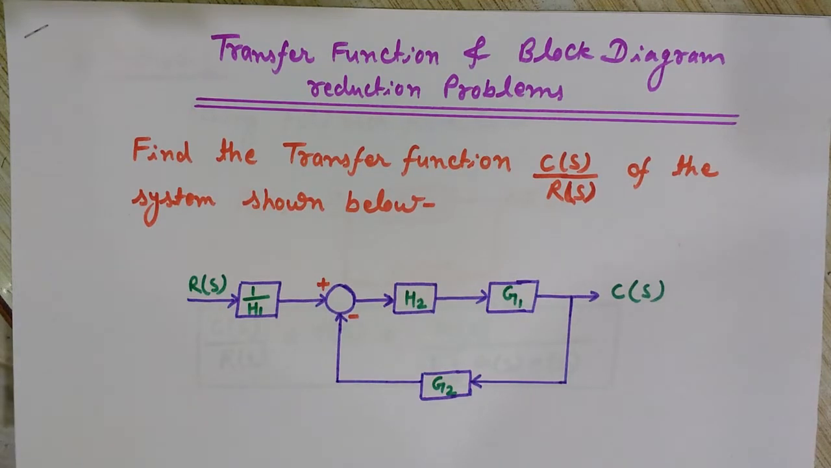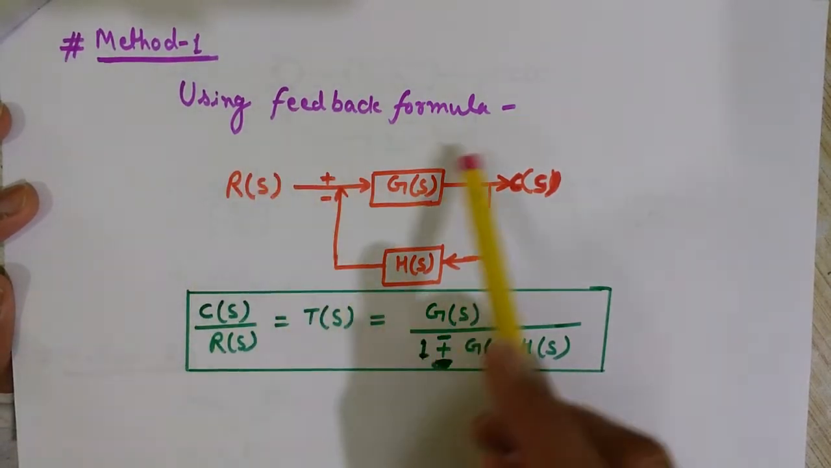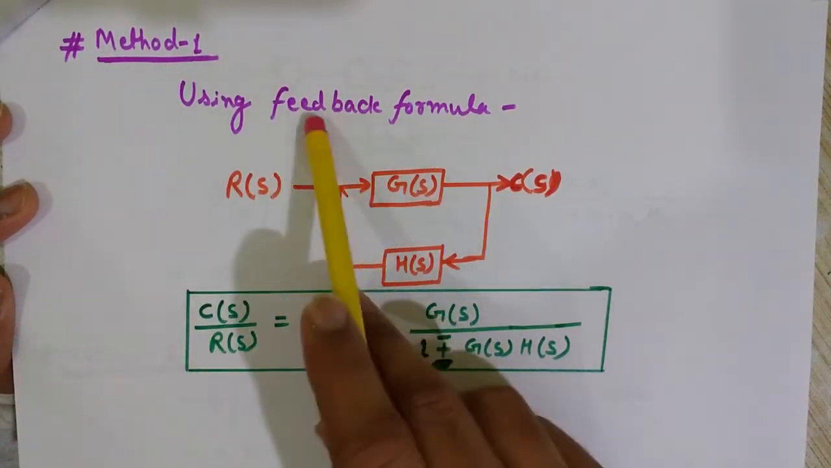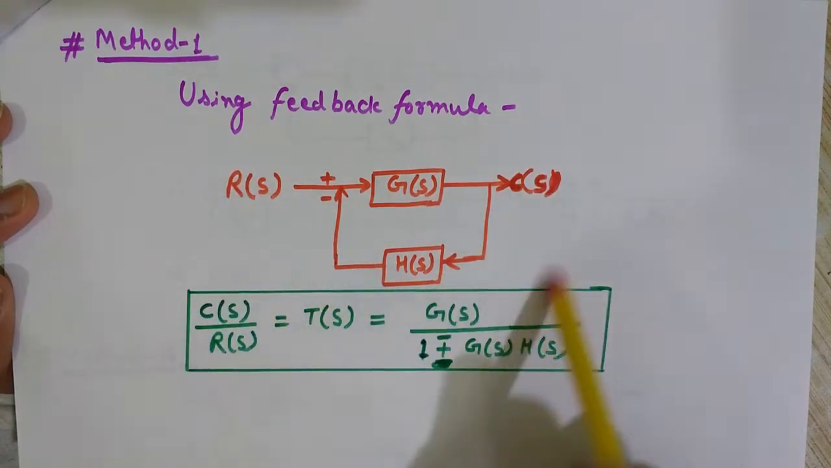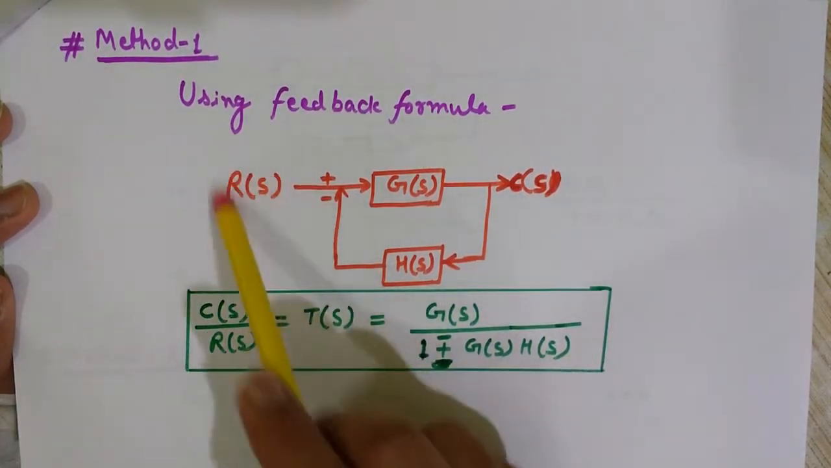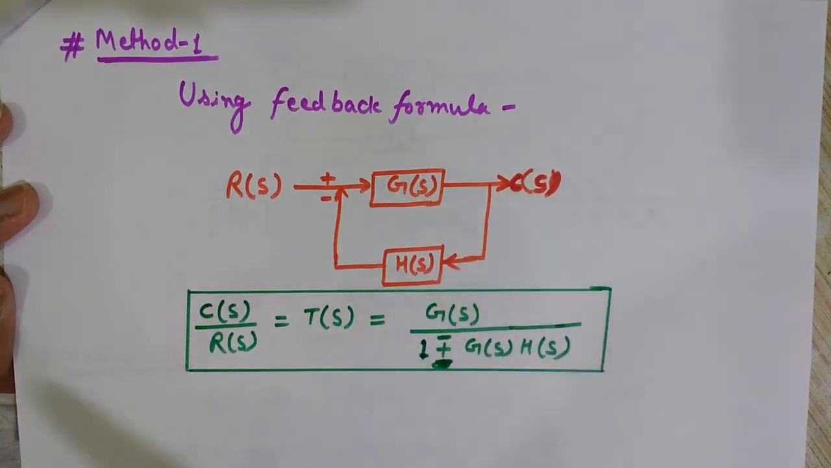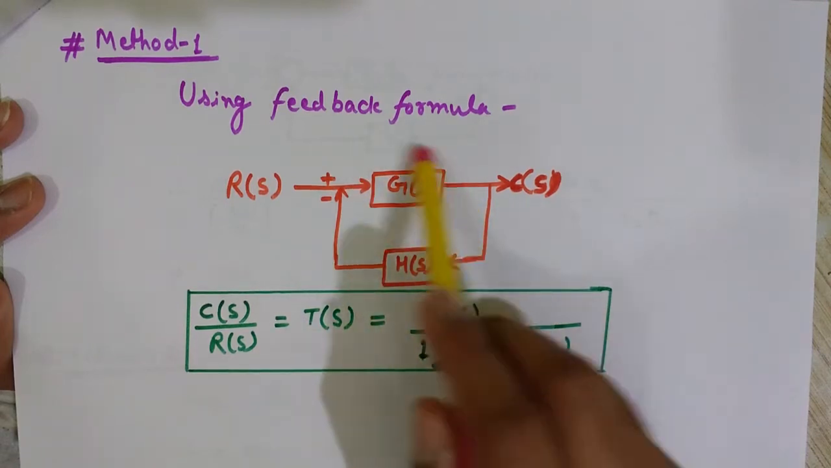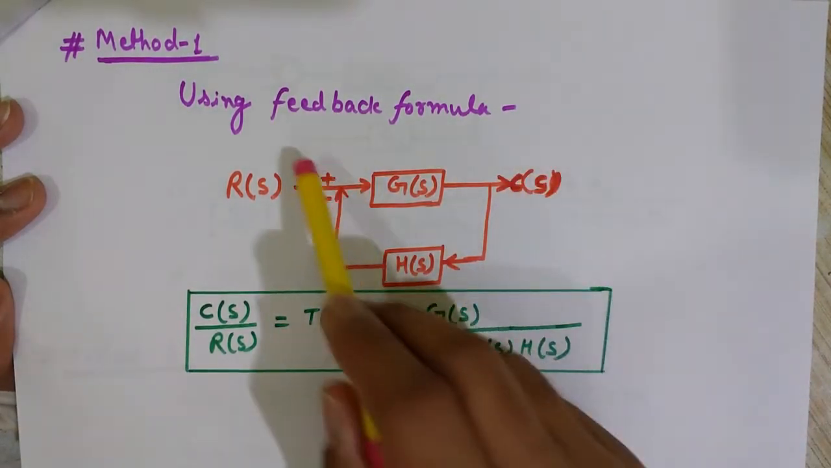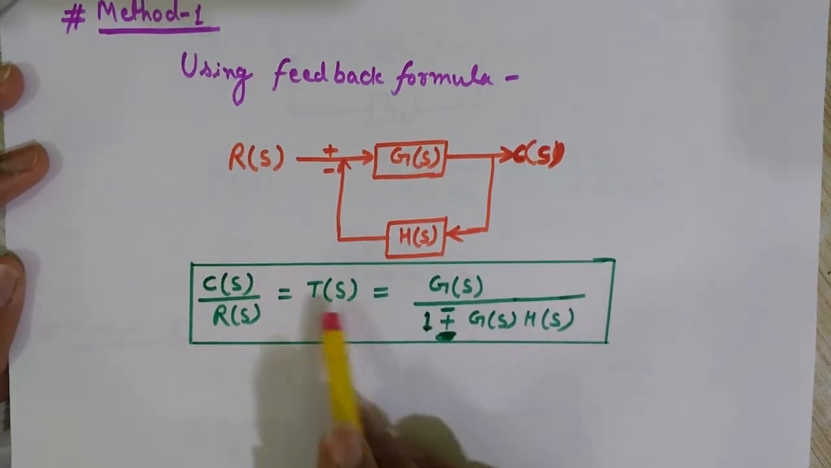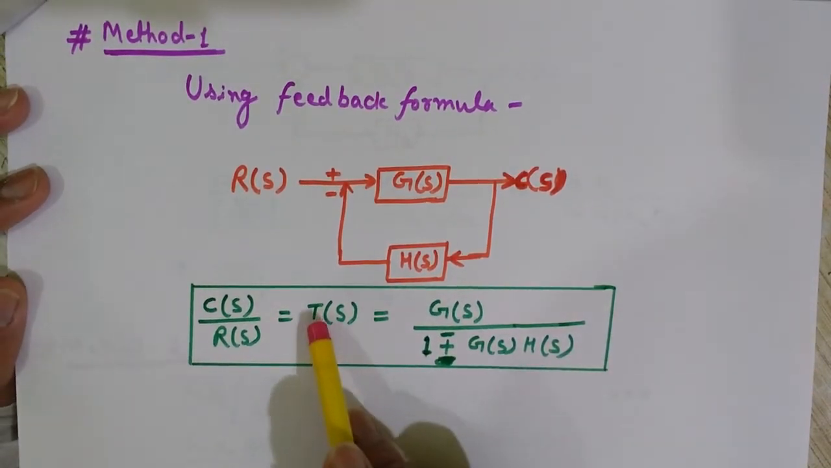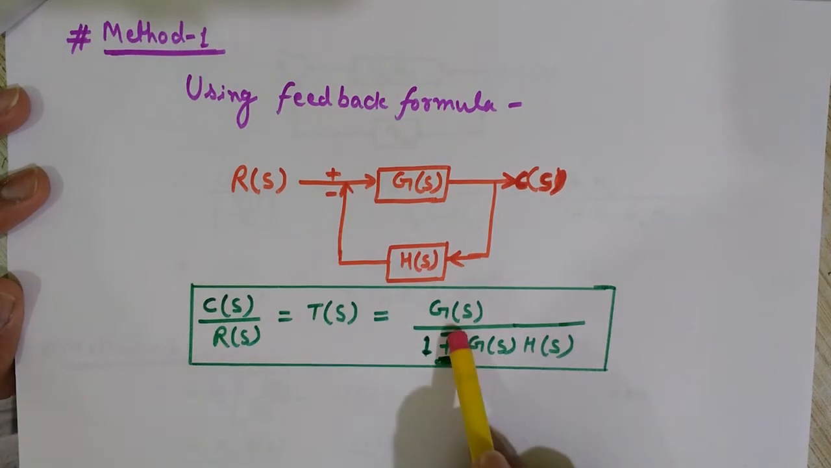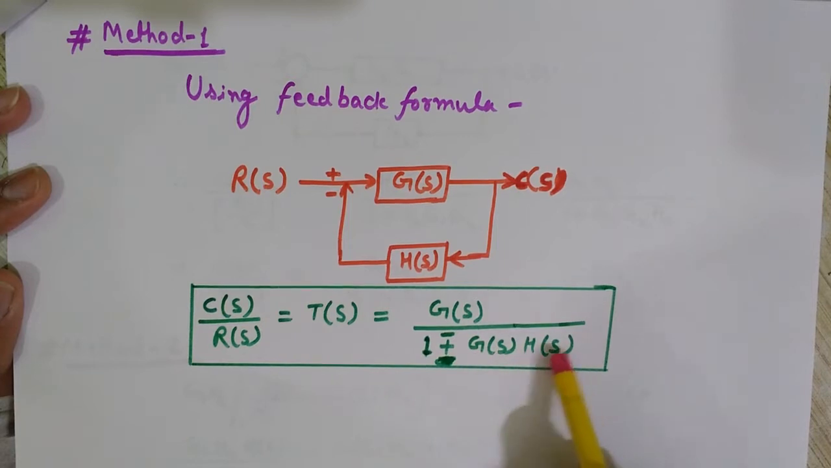So first start with the direct feedback formula. Here is method one. By this, we will use this feedback formula. This feedback formula is given by this. Here you see, R(s) is the input and C(s) is the output. And this H(s) is in the feedback path and G(s) is in the forward path, okay? If I want to find the C(s) divided by R(s), which is the transfer function, we can represent this transfer function by T(s). T stands for transfer function.